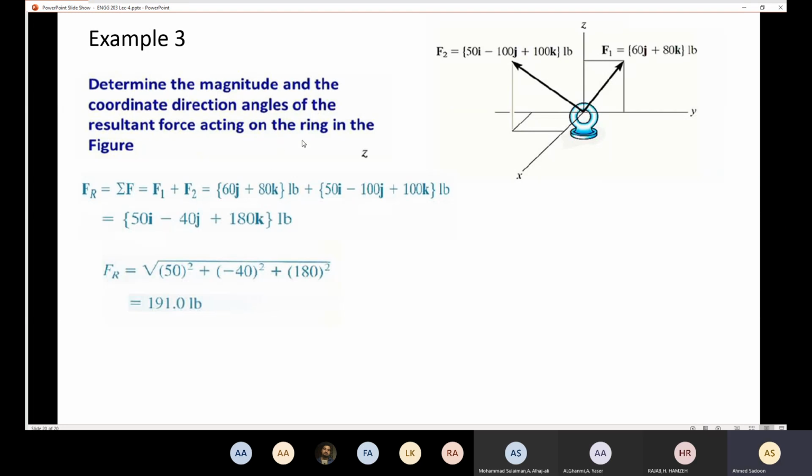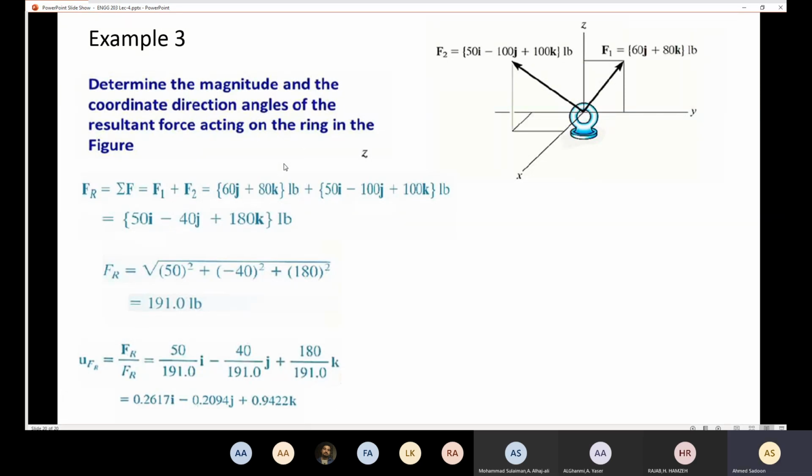And also they want to calculate the angles here. So in order to calculate the angles, I need to calculate the unit vector first. The unit vector is the vector itself over its magnitude. So the unit vector for the resultant is going to equal FR over the magnitude of FR. Here I have 50, and I will divide it by 191. The same thing here, minus 40 over 191, and so on. Calculate this one, calculate that one. Then I'm going to have the unit vector. Again, if you calculate the magnitude of the unit vector, it is going to equal 1, like we just mentioned before.